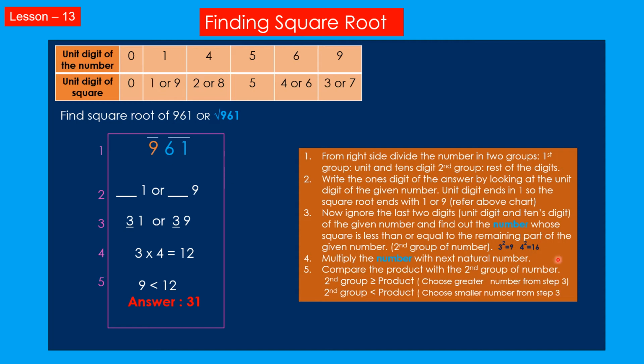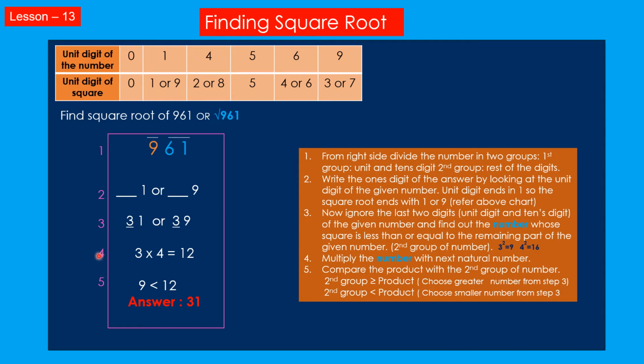So if you do the square of 3, you get 9. If you do the square of 4, you get 16. So out of 3 and 4, you have to pick one number, but that number's square should be less than or equal to the 9. So you pick the number 3. So now you have 31 or 39. So out of 31 or 39, you have to pick one as your answer.